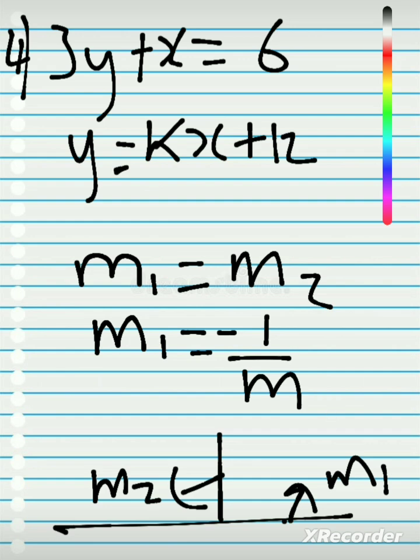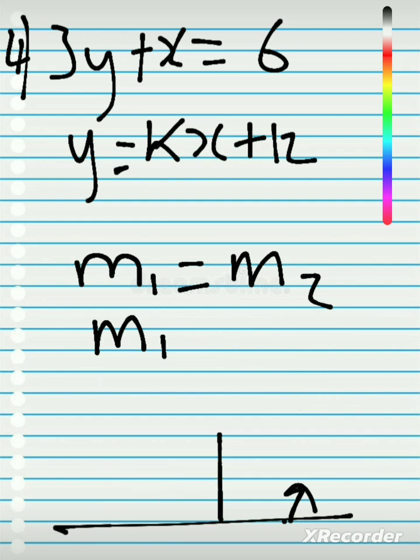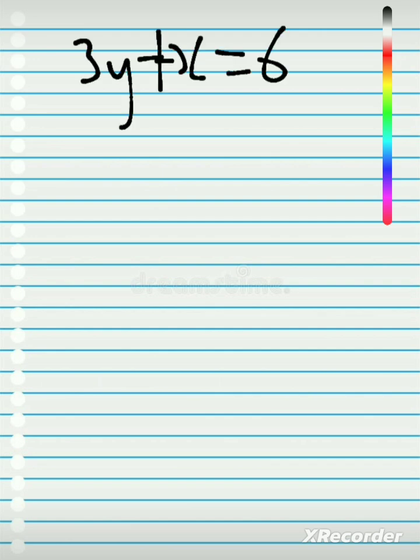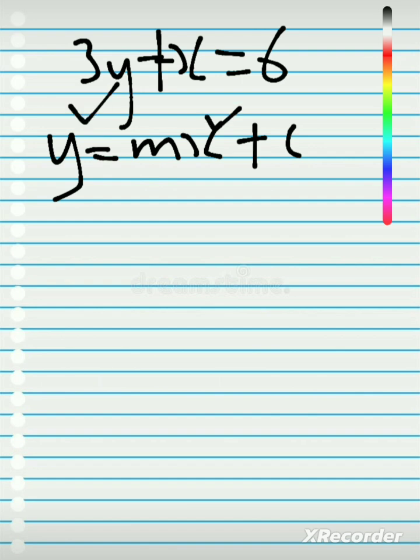Okay, so let's tackle it. We need to find the gradient of the first equation and that of the second equation. So the first equation is 3y plus x equals 6. What's the gradient of this one? When you have been given an equation and they want you to find the gradient, you just make y the subject. Then, in short, you write this equation like the standard equation of a straight line, which is y is equal to mx plus c. So y should be the subject, then x should be the first one after the equal sign, then this c, which can be any number.